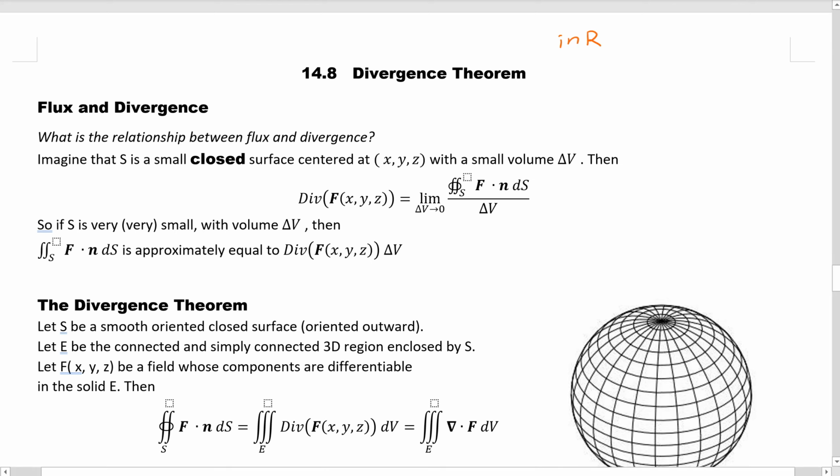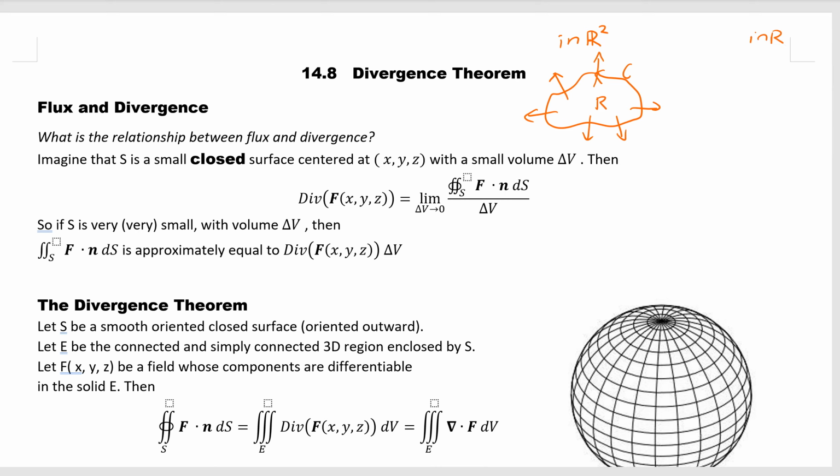In R2, the picture is like we have a curve C. This is the region R, and the flux measures how much vector field is going across the curve, right? Well, the divergence measures how much vector field is flowing out near the points. Flowing out. Then you can see here it matches.